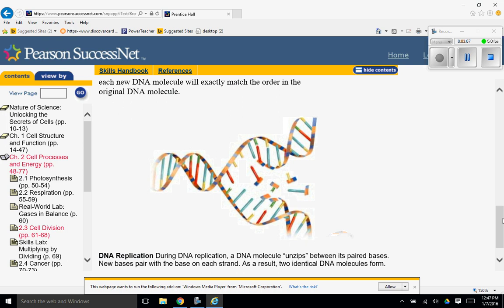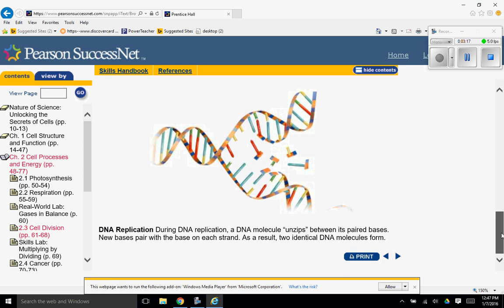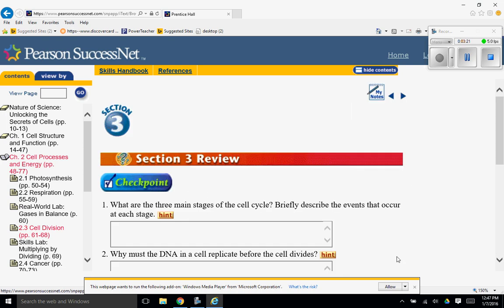So these nitrogen bases are just free floating in the cytoplasm. Excuse me, they're in the nucleus at this time. And that is that.